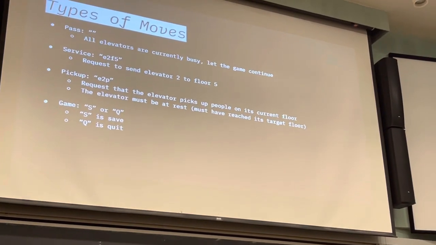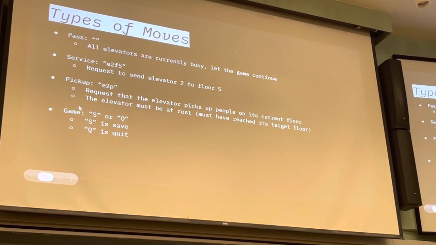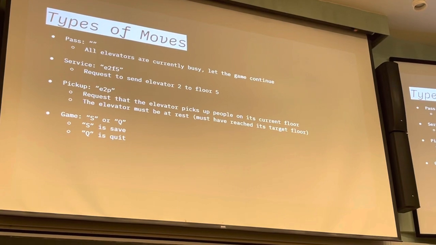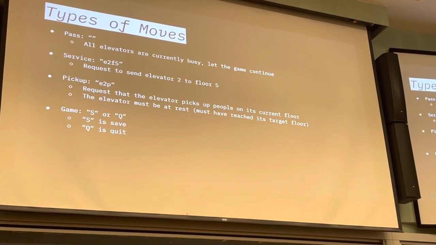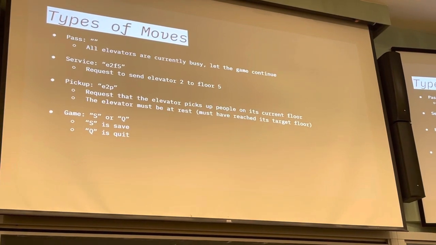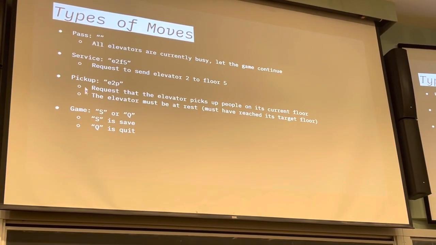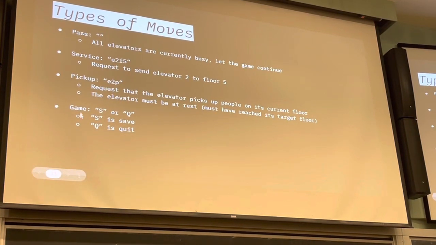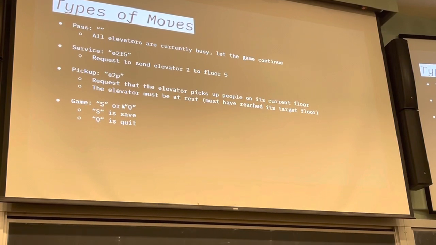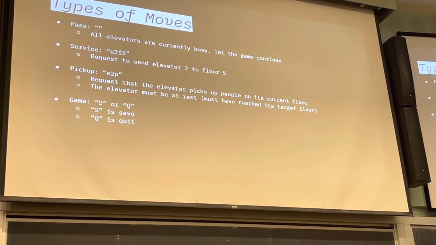And then remember that in real life, when an elevator is moving, it can't pick up people on a certain floor if the elevator is moving. That's not possible. The doors wouldn't even open. So an elevator must be at rest in order to pick up the people on that floor. It has to have reached its target floor. And then S is to save the game, which you can load later. And then Q is if you want to quit the game, you say, I'm done, I don't want to play it anymore.